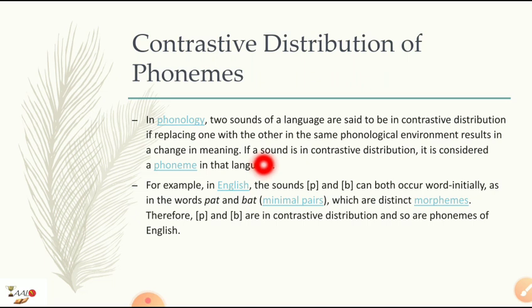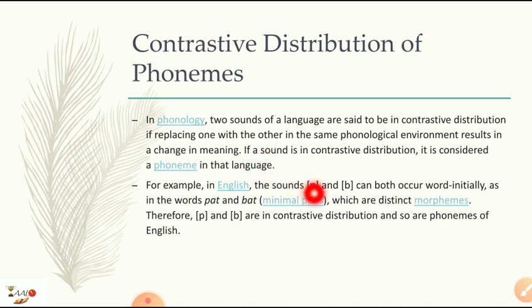In a phonological environment, if you replace one sound with another, and if there is a change in meaning, then they are said to be in contrastive distribution. So, same phonological environment, you are changing just one phoneme, and then there is a change in meaning, then these words are said to be in contrastive distribution. Let's take an example for that matter.